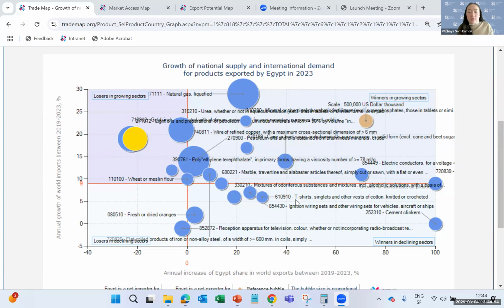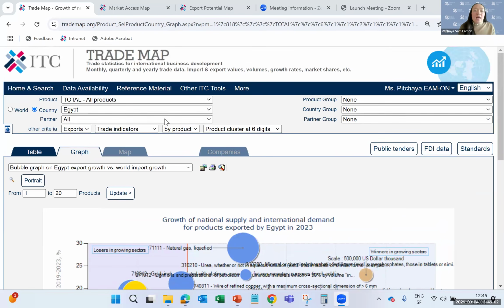So this is just to show you an overview about the export performance of the country, that there are useful graphical outputs that you can look into.